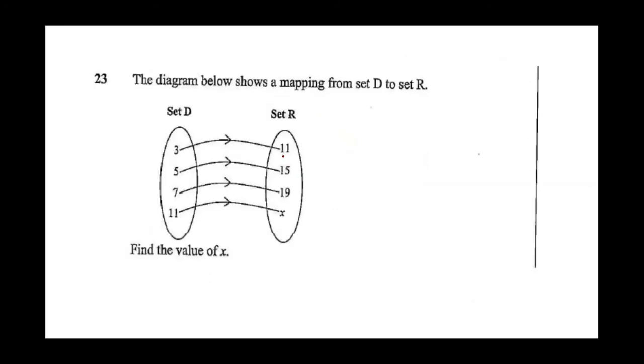23, the diagram below shows a mapping from set D to set R. Find the value of X. Now, just notice, from 3 to 11, from 5 to 15, what are they doing here? Let's try 3 to 11. Are they adding 8? Because 3 plus 8 will be 11. How about if we say plus 8 also here? So it's just like a puzzle. So 3 plus 8 is 11. 5 plus 8 is 13.